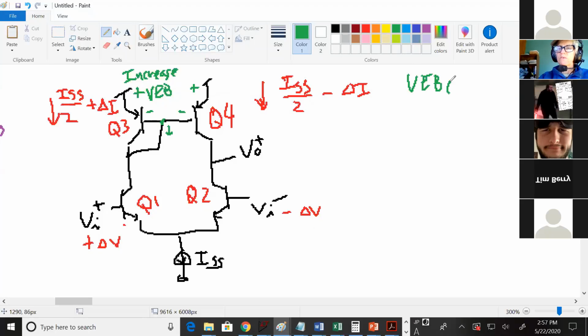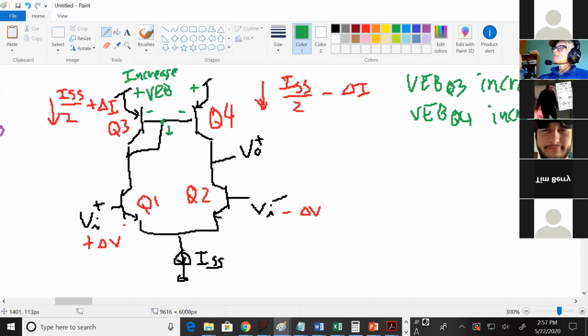VEB of Q3 increases, and since the VEB of Q4 equals the VEB of Q3, VEB of Q4 also increases. Okay, so let's stop that.